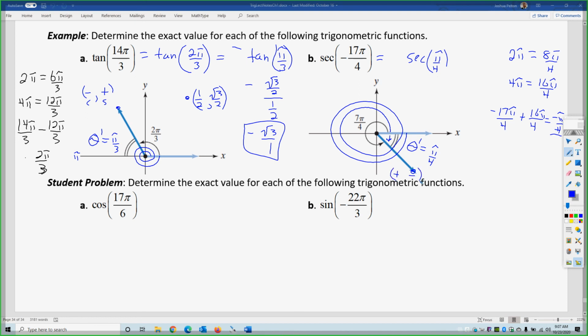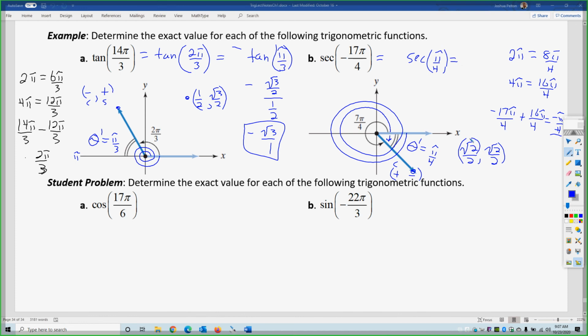What is secant in this quadrant? Well, secant is the same as cosine. Cosine's positive, so I think we're good there. We don't need to worry about the negative because cosine is positive in the fourth quadrant. So the coordinate is root 2 over 2, root 2 over 2, which is the coordinate for a 45-degree angle.